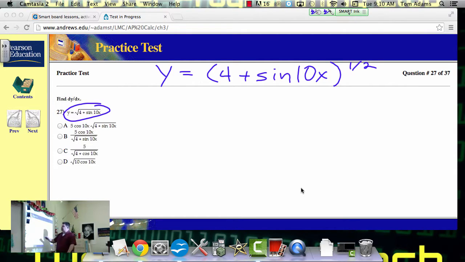So y prime, or I could say dy/dx. I like writing it down as y prime, it's nicer, better. That's kind of bad. Please do not do dy/dx. You've got to get used to dy/dx. I don't want to.